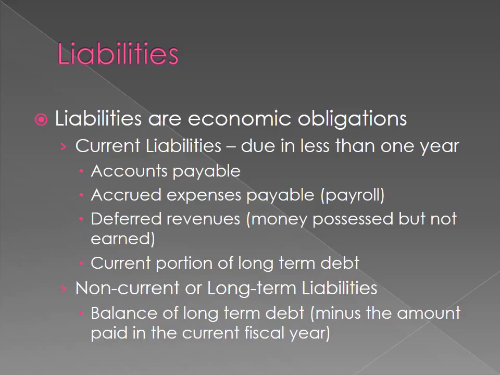Okay, non-current or long-term liabilities. They're the balance of long-term debt minus the amount paid in the current fiscal year. So if we had a mortgage on a home of $100,000, well, we're going to pay $10,000 of it this year. $10,000 would be considered the current portion of long-term debt, and the $90,000 is the non-current or long-term liability.